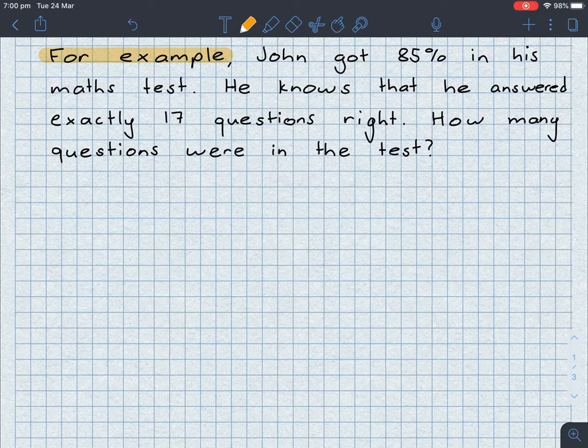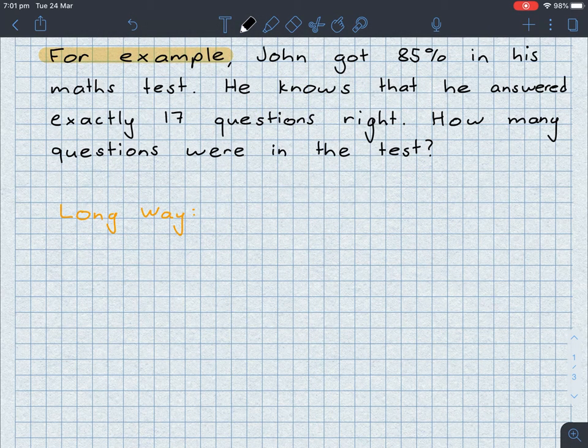So this example says John got 85% in his maths test. He knows that he answered exactly 17 questions right. How many questions were in the test? So we know that 17 questions got 85%, and we want to know what the test is out of. So I'm going to show you two ways to work this out. The first way is the long way.